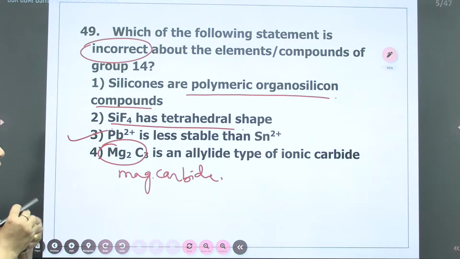Magnesium carbide is a type of what? It is a type of allylide compound. This is also the correct answer. Amongst the four options, we are going to choose the wrong one. Therefore, the wrong option is what, children?